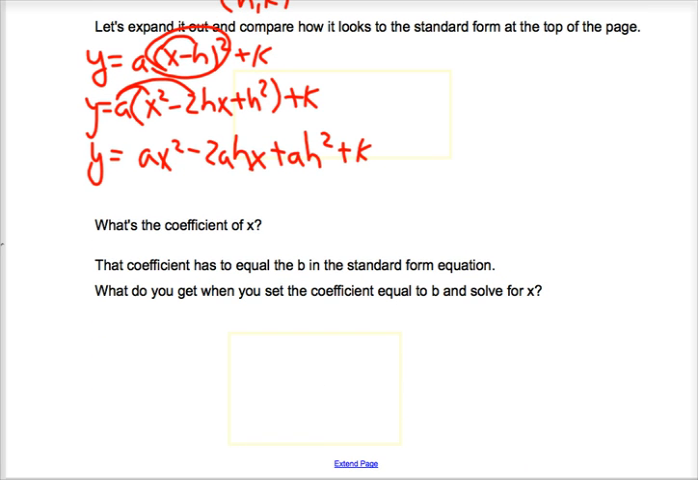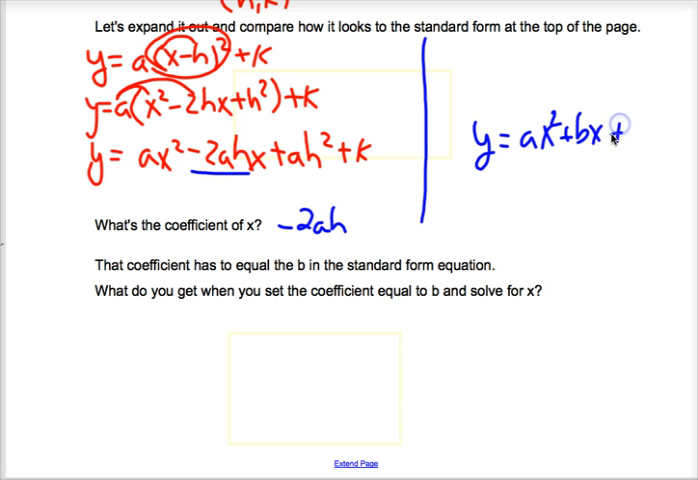What's the coefficient of x? Coefficient is the number or the term in front of x. So that'd be -2ah. What's significant about -2ah? It's in the same place that the b is in our standard form above. Standard form has an a in front of x squared. You might notice that a is the same as a here. And b is in front of x. So therefore, negative 2ah has to equal b.